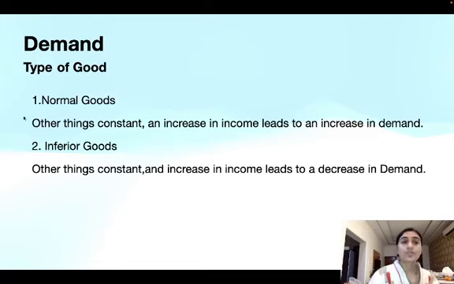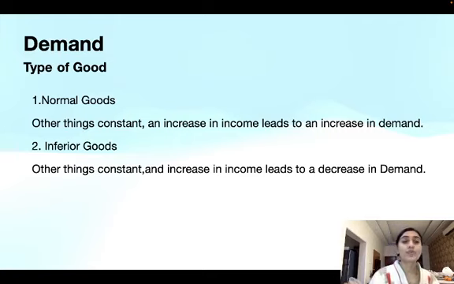Normal goods are those goods for which, other things being constant, an increase in income leads to an increase in demand. So when a consumer's income increases and there is a good that is normal for him, even though the price has not changed for that product, because the consumer's income has changed, his demand will change. If this good is a normal good for him, then he will increase his demand. He's going to consume more of this good.